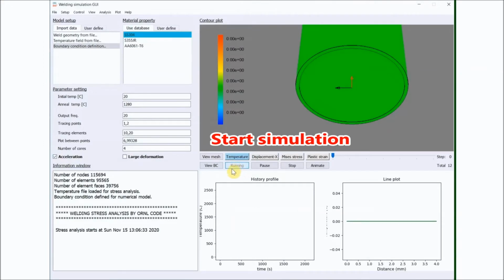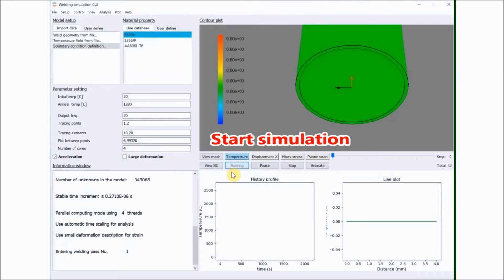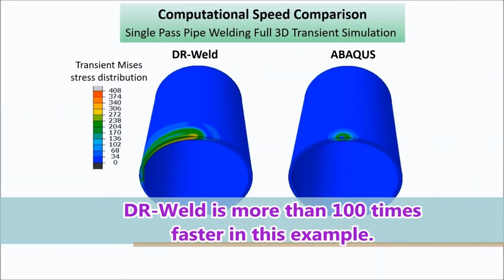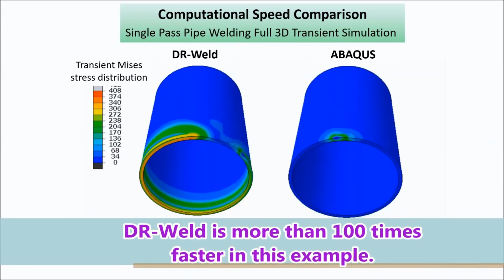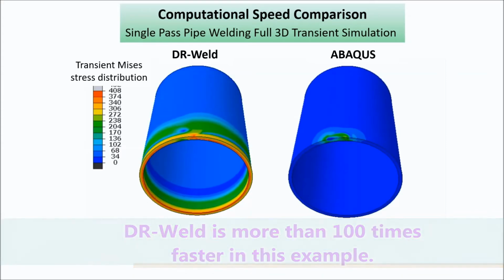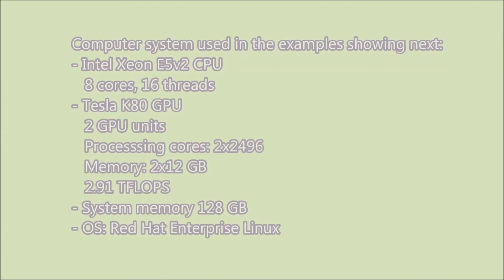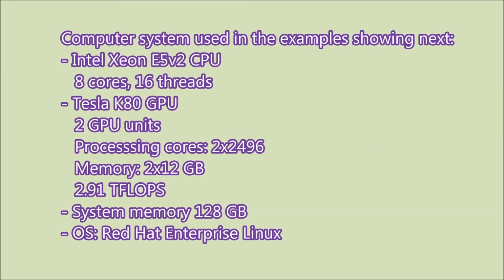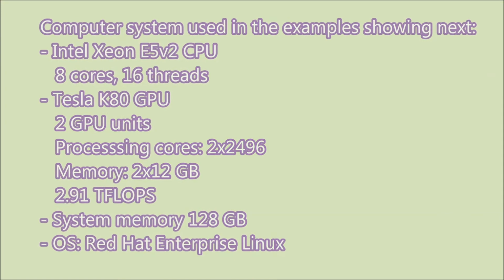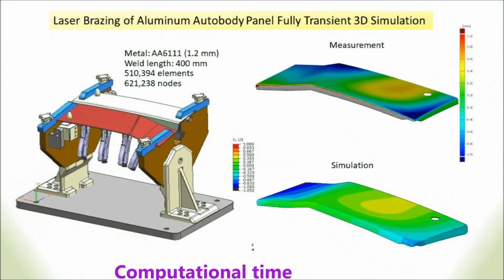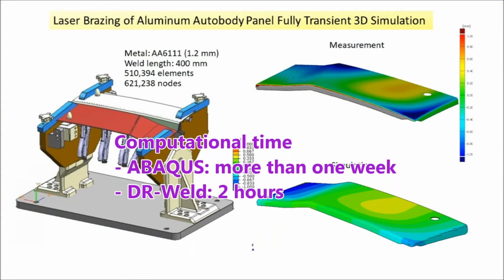This example of single-pass pipe welding demonstrates that DR-Weld is more than 100 times faster than commercial software. Next are more examples showing the super-fast computation speed of DR-Weld compared with commercial software.